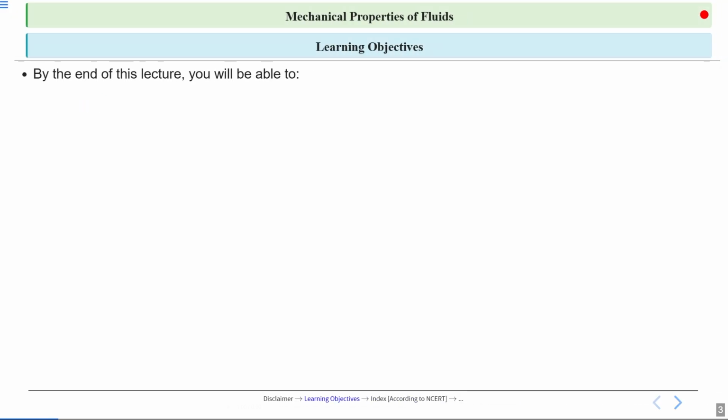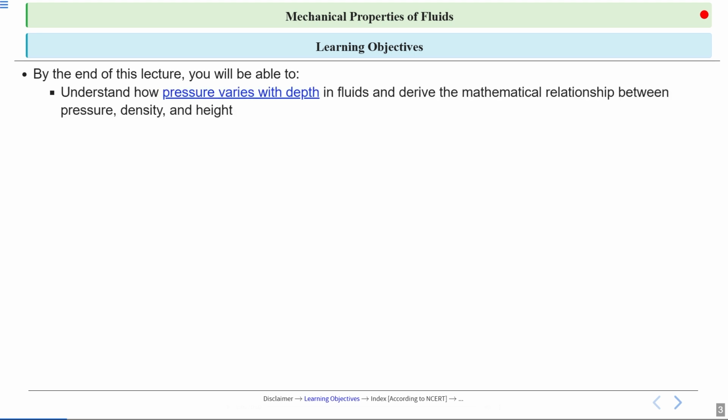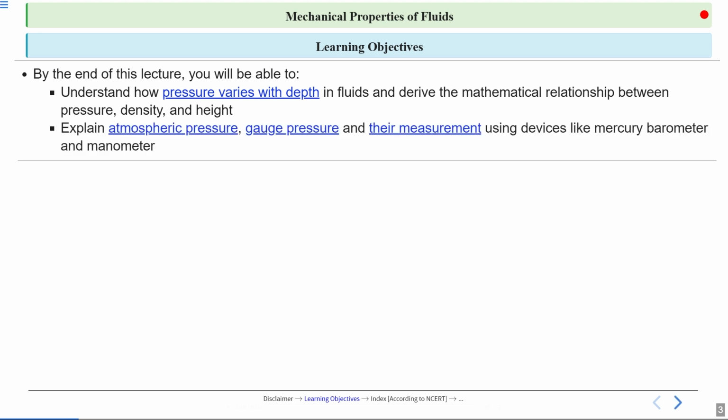Learning objectives. By the end of this lecture you will be able to understand how pressure varies with depth in fluids and derive the mathematical relationship between pressure, density, and height. Explain atmospheric pressure, gauge pressure, and their measurement using devices like mercury barometer and manometer.